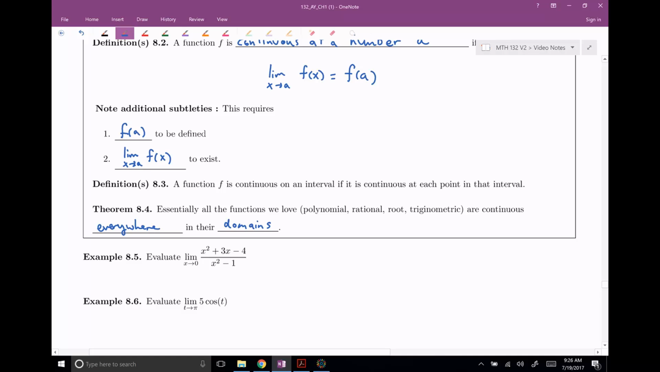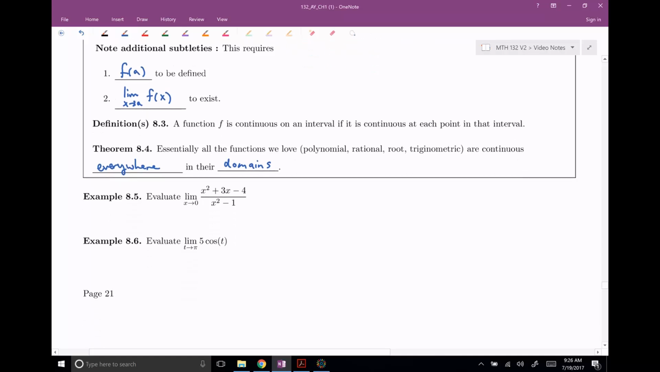Let me give you an example. So a couple here. The limit as x goes to 0 for this nice rational function, right? This is a polynomial over a polynomial. Well, notice 0 is in its domain, so I can just go ahead and plug in 0 everywhere I see an x. So this is going to be 0 plus 3 times 0 minus 4 divided by 0 squared minus 1. So negative 4 divided by negative 1 is 4.